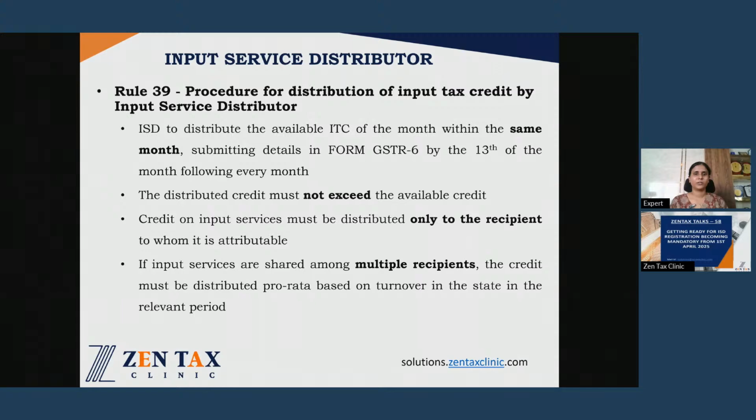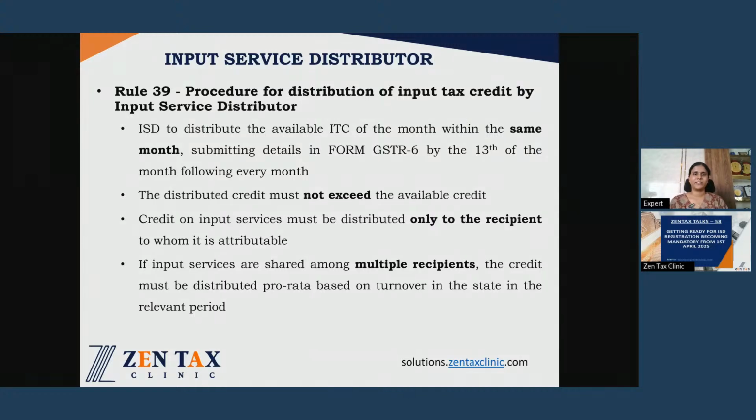Moving on, this is a very important rule in ISD provision. This Rule 39 provides for the procedure for distribution of ITC by the input service distributor. The ISD should follow these procedures only for transferring the credits. First, the ISD must distribute the available ITC of the month within the same month by submitting details in Form GSTR 6 by the 13th of the month following every month.